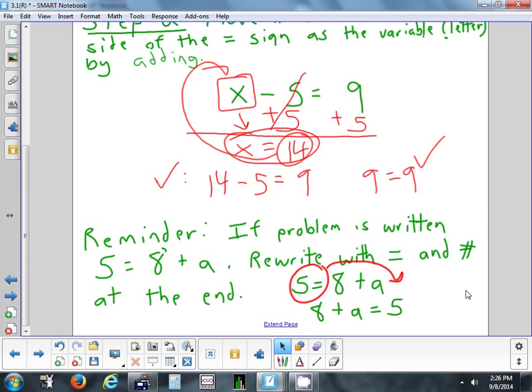Again, I just put that number sign. It's not a hashtag for some of you people out there. I love Twitter.